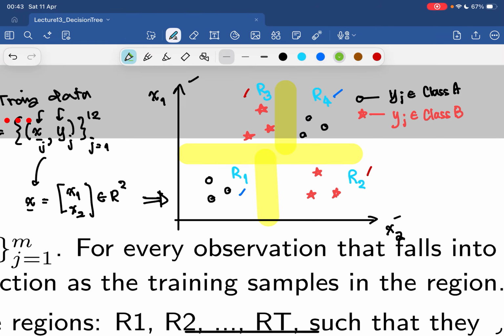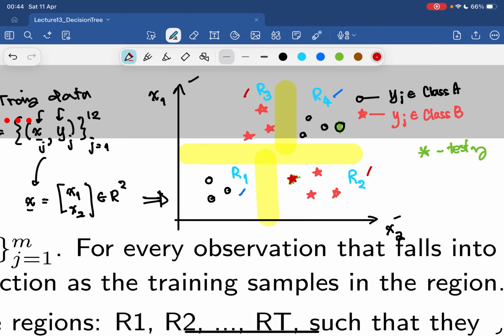Whenever you're testing a sample, let's put this in green, you wouldn't know which class it is. But if it falls into region R4, then immediately you infer it as being class A. But if the testing sample somehow falls into region R2, then immediately you say, okay, it must be in class B. So you use the regions that you created from the training to infer the class of the testing data sample. That is how the decision tree works.